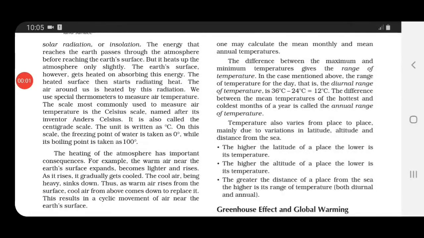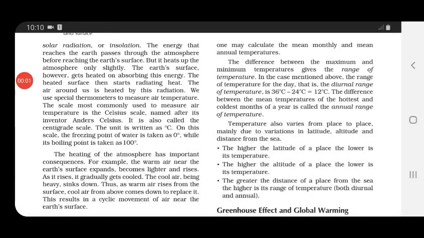Heated surface then starts radiating heat. Now this heated surface, children, that starts radiating. Radiating means sending out. Okay, so it starts sending out the heat. The air around us is heated by this radiation. और इस radiation की वजह से जो air है around us, that gets heated.